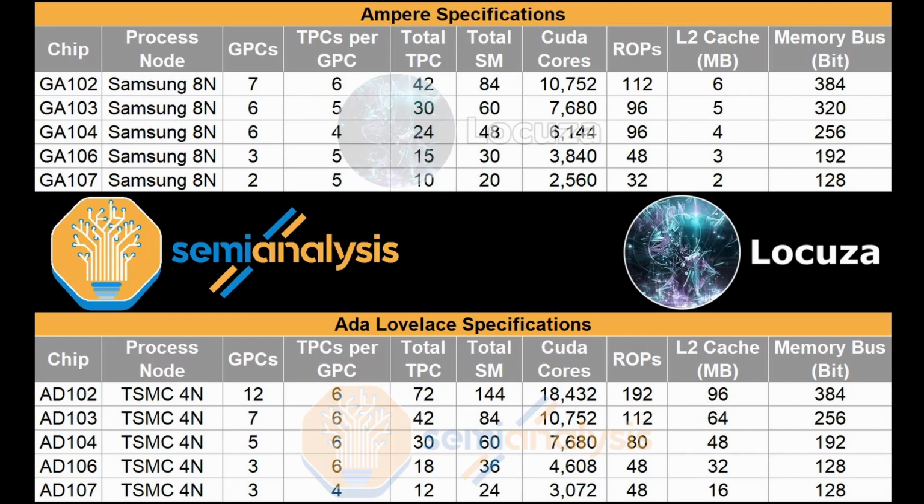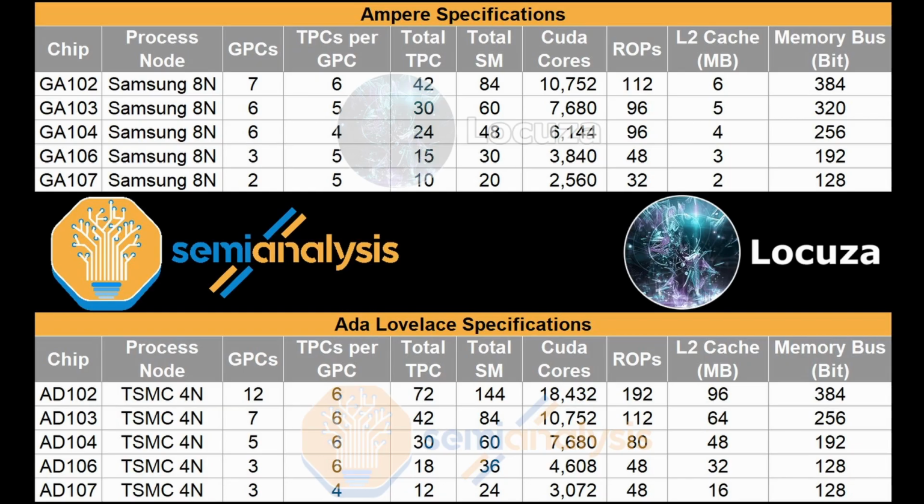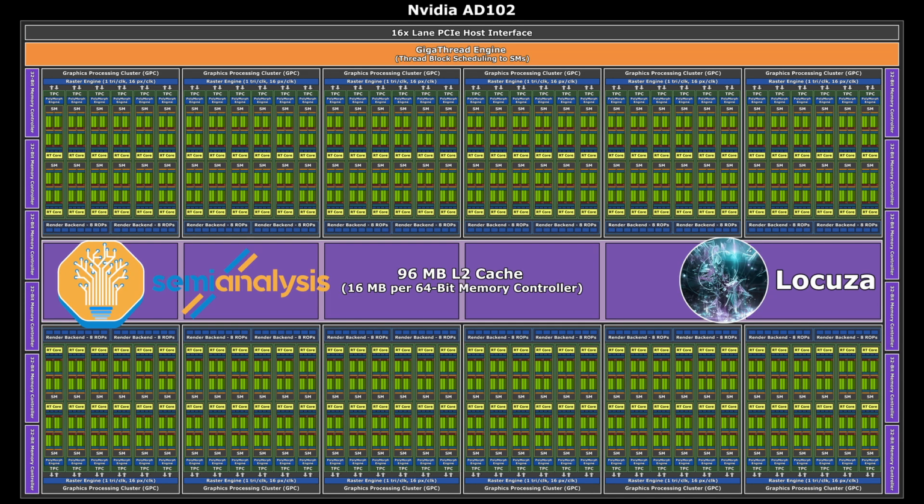So, starting off, the top dog in the Ada Lovelace architecture is the AD102 die, and we have estimated it to be 611.3 millimeters squared. It's a huge jump over the previous generation GA102 in terms of performance, right? We've got 70% more CUDA cores coming from 5 additional GPCs. The memory bus width remains at a 384-bit bus, though.